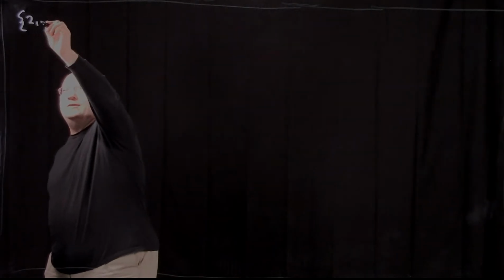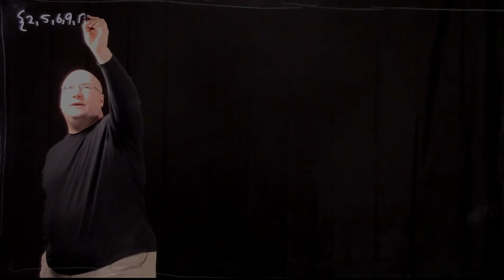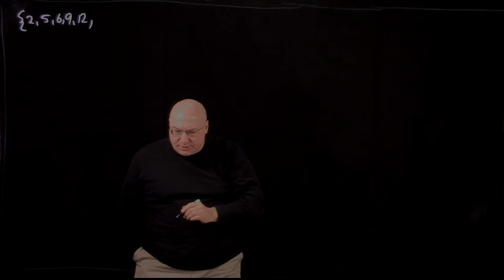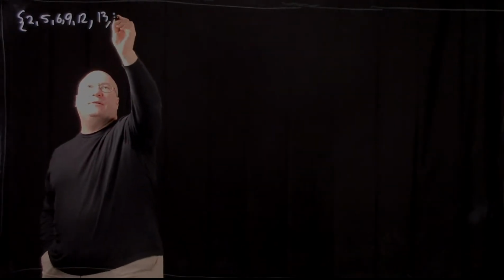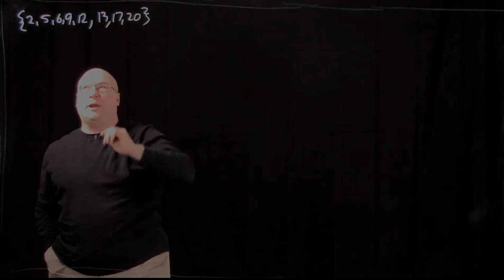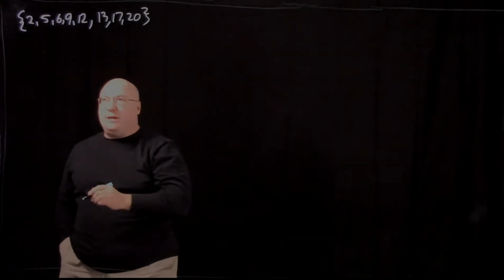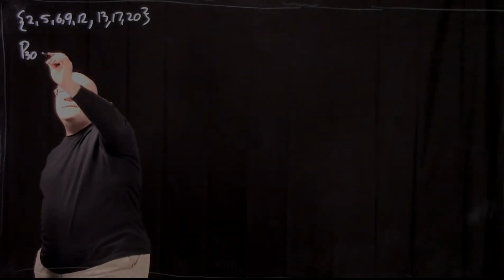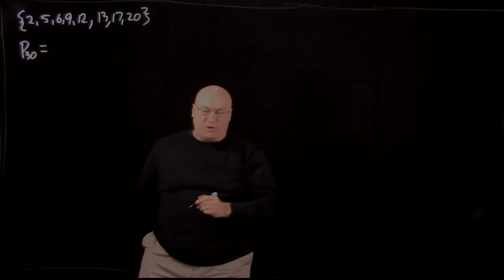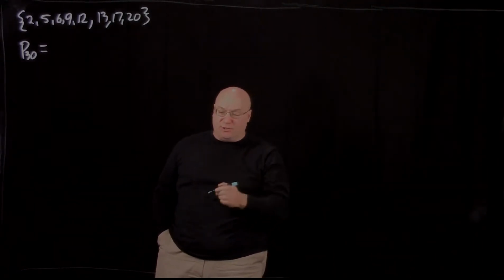Okay, you should have out your notes for lecture 12. And I'm going to begin by just looking at this little data set here. Let me just actually put it up. It is the numbers 2, 5, 6, 9, 12, 2, 5, 6, 9, 12, 13, 17, 20. Okay, first question, find P30. So why don't you pause me and see if you can do that based on what you learned last time.